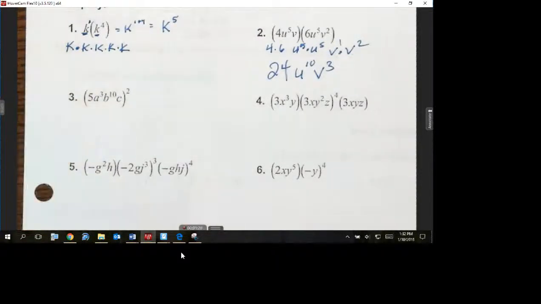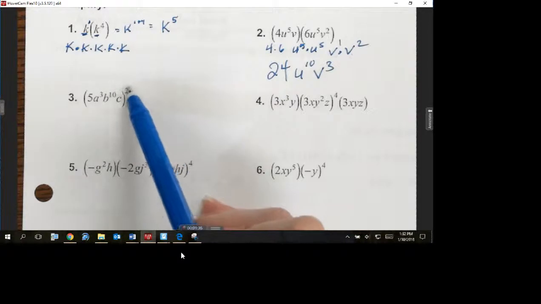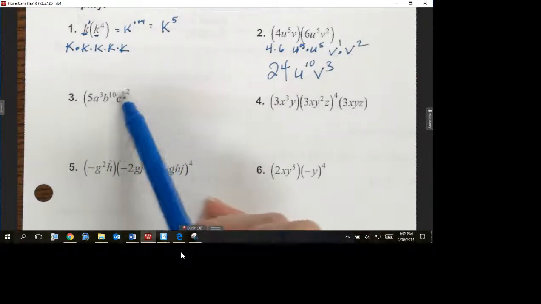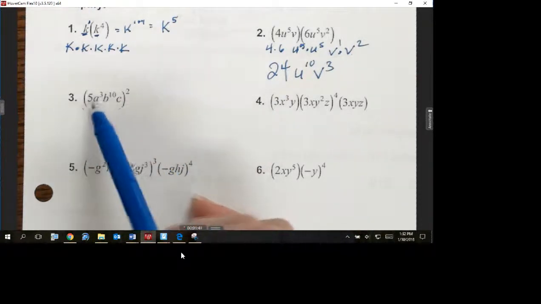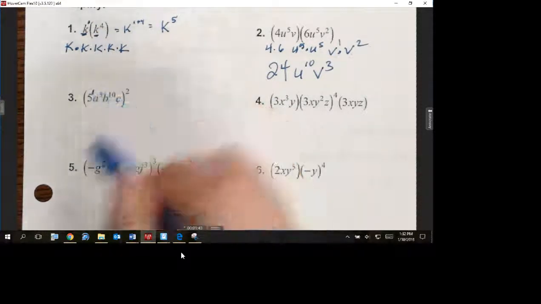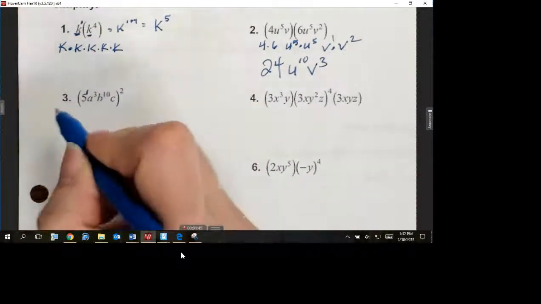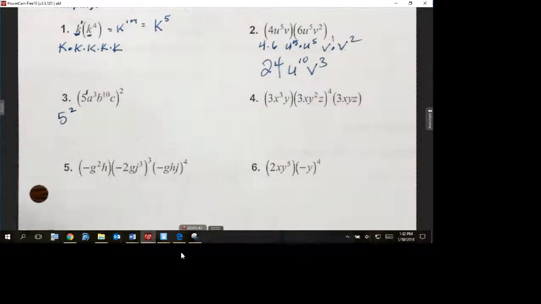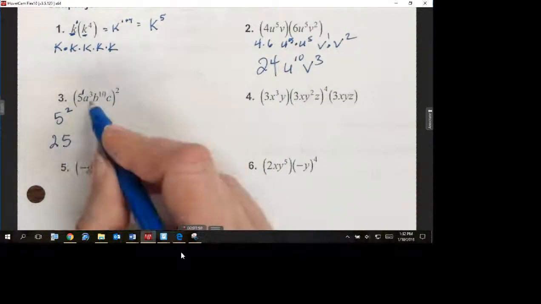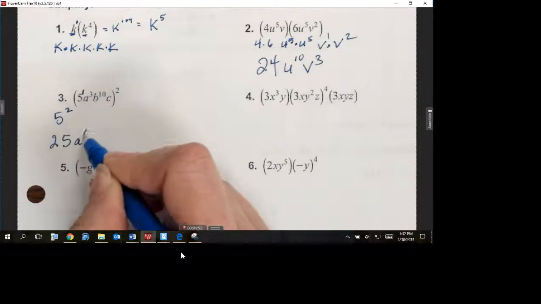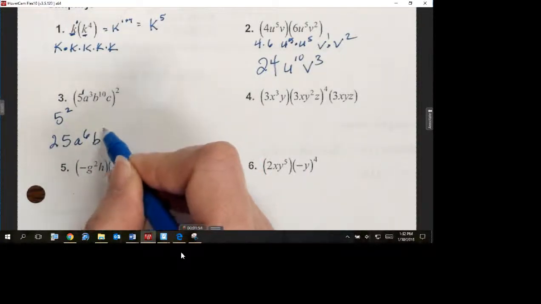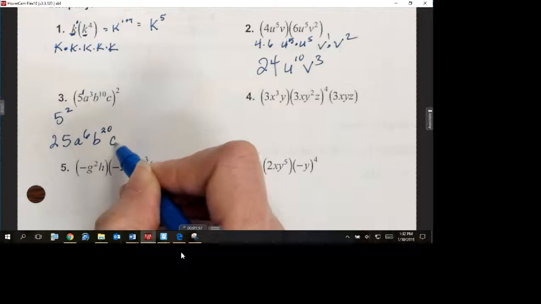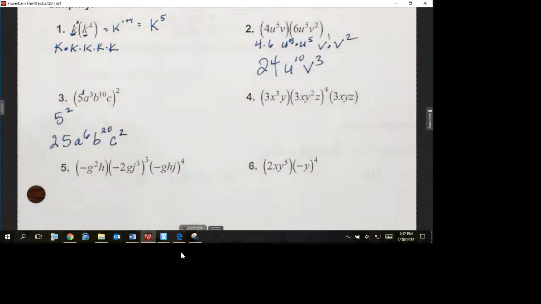Number 3, square this. If we are squaring, we are doing power. If you're doing power, what do you do to exponents? You multiply them. But some of these exponents you don't see. It's like this one is 5 to the 1st. You multiply that by 2, so you have 5 to the 2nd, which is 25. You get a to the 6th. You get b to the 20th. And then c to the 2nd.